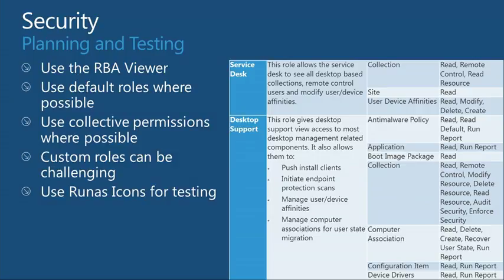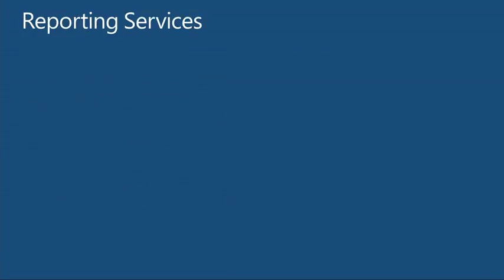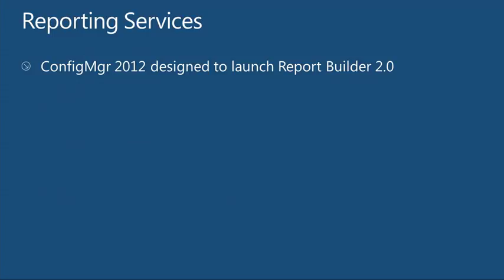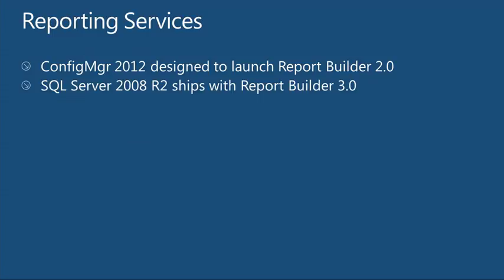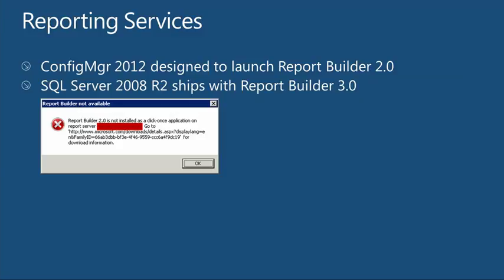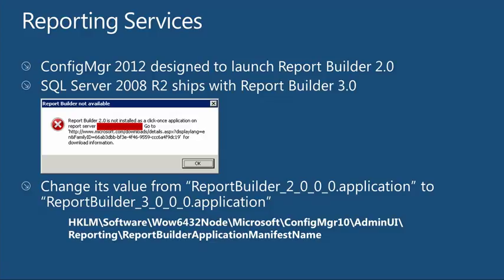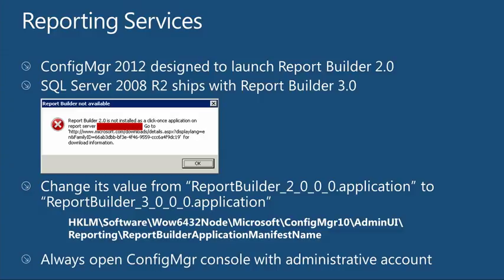Out of time. Just one last thing, reporting services. Okay, it was designed for Report Builder 2.0. If you're using SQL Server 2008 R2, it ships with Report Builder 3.0. Okay, and it comes up with this error message every time you try to run a report and you think it's basically not working. So there is a registry setting that you've got to change, and that will fix that. However, in all instances, you should open that Config Manager console with a right-click, Run as Administrator. If you don't do that, you might still actually get that error message in certain places.